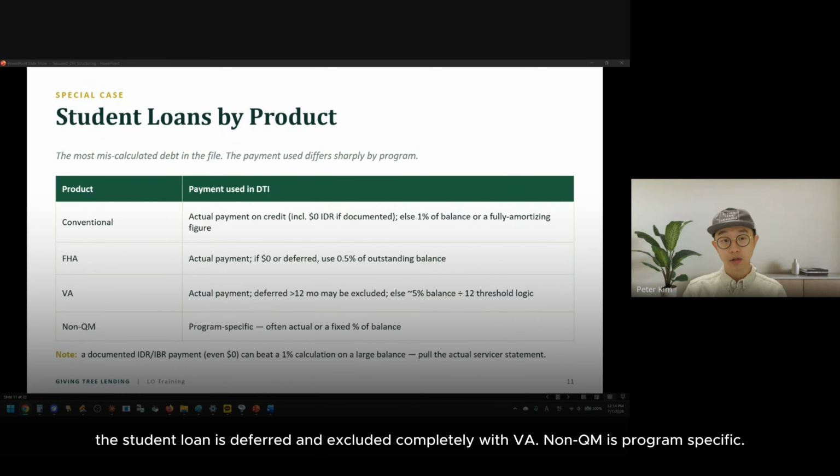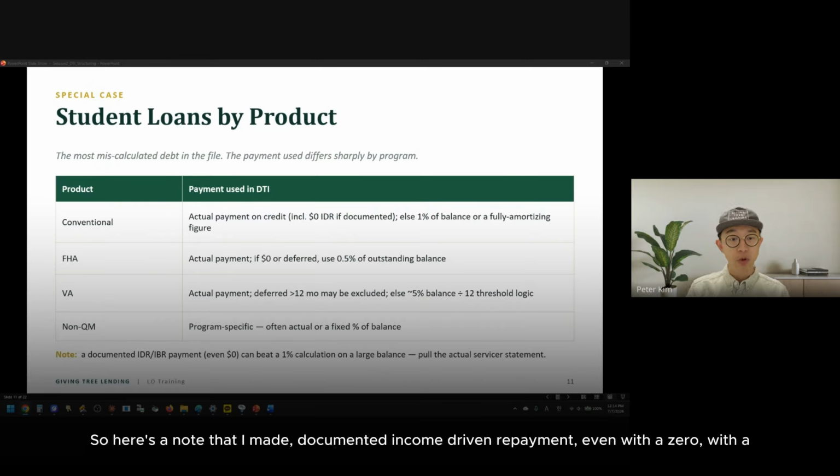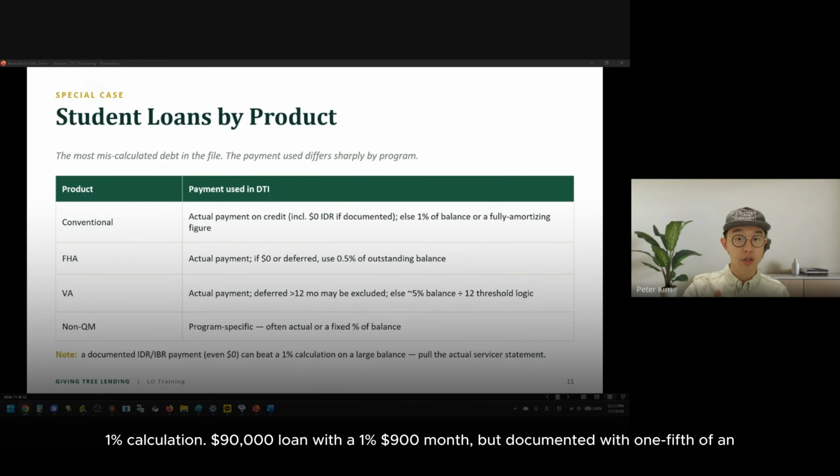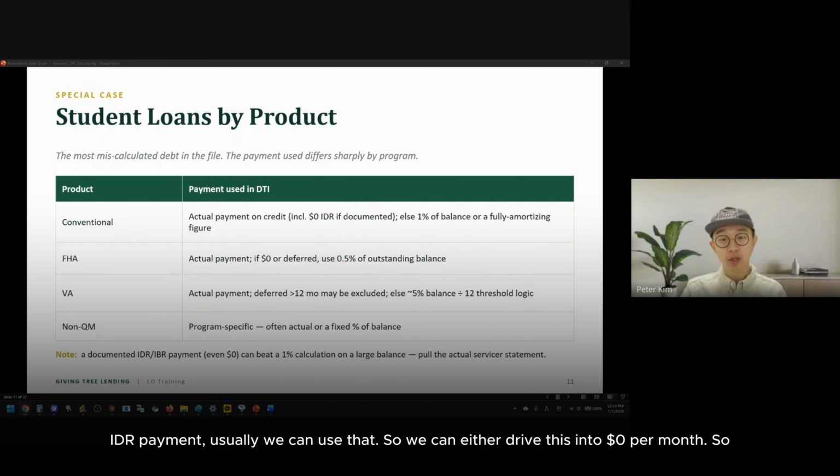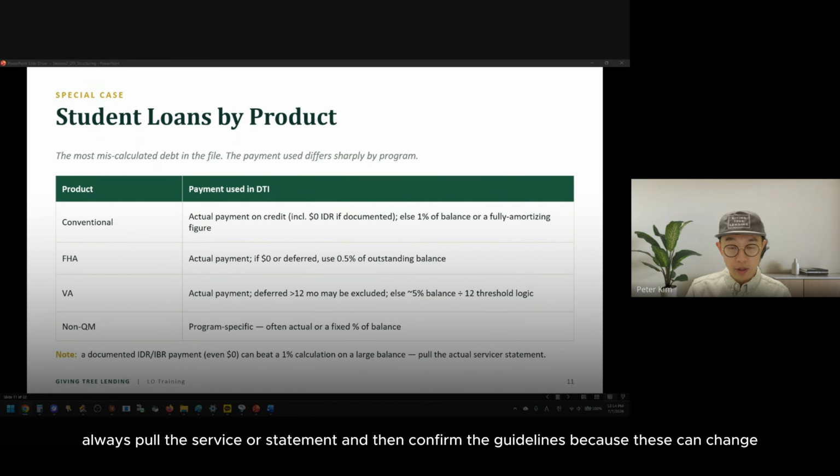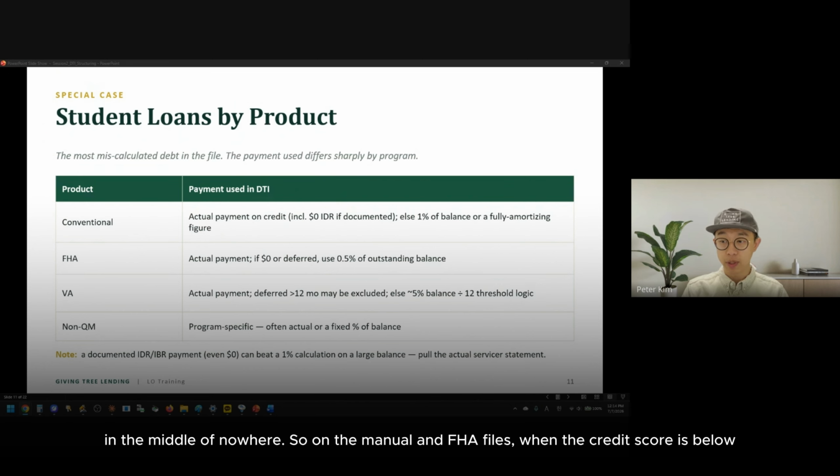Non-QM is program specific. So here's a note that I made. Documented income-driven repayment, even with a zero, with a 1% calculation. A $90,000 loan is a 1% $900 a month, but documented with the IDR payment, usually we can use that. So we can either drive this down to $0 per month. So always pull the servicer statement and then confirm the guidelines, because these can change out of nowhere.